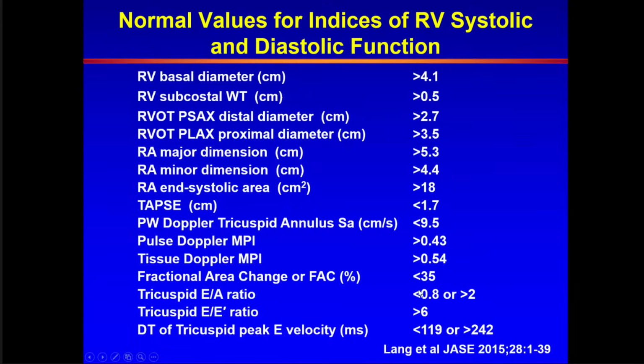These cutoffs are in patients with RV disease. In normal subjects, loading conditions will influence them a lot and they are not really of value. Tricuspid E to E prime ratio more than 6, and you can also look at the decel time.